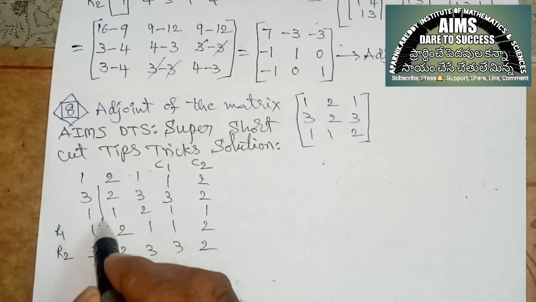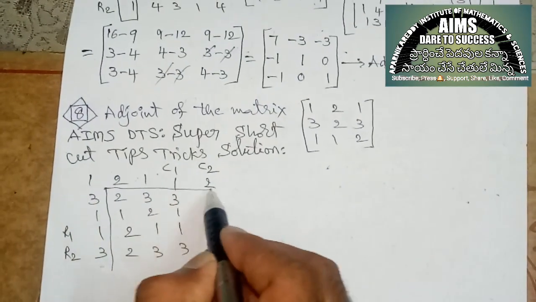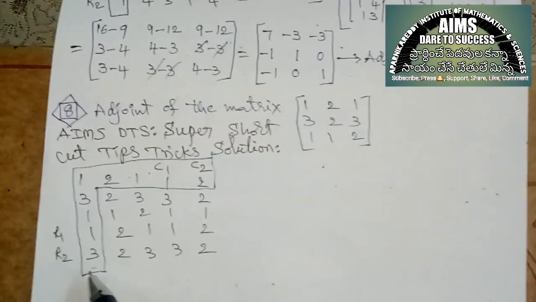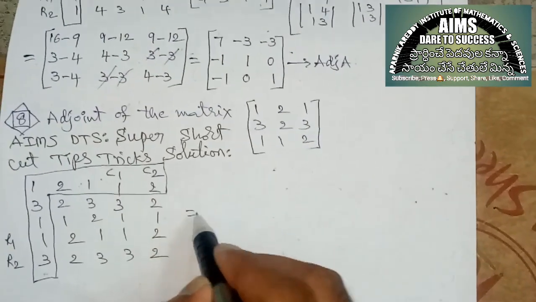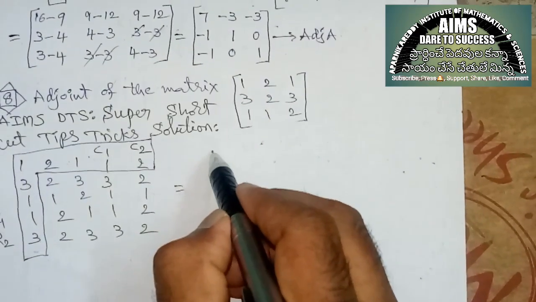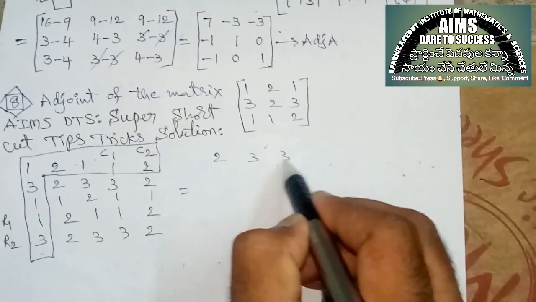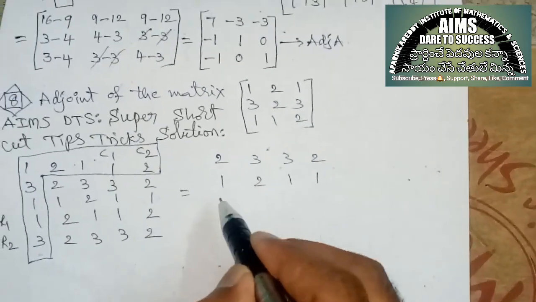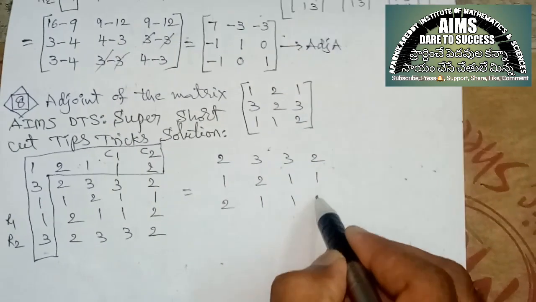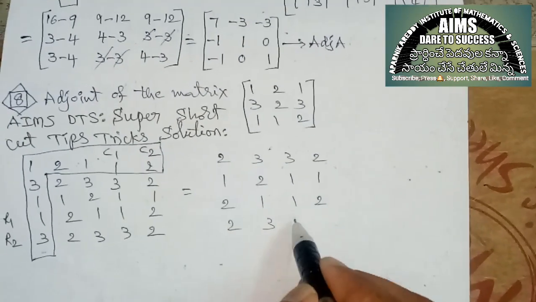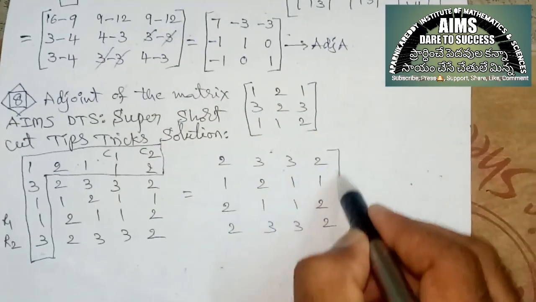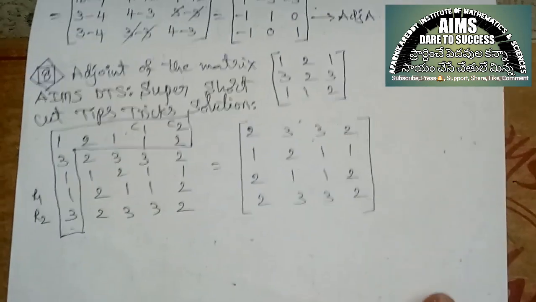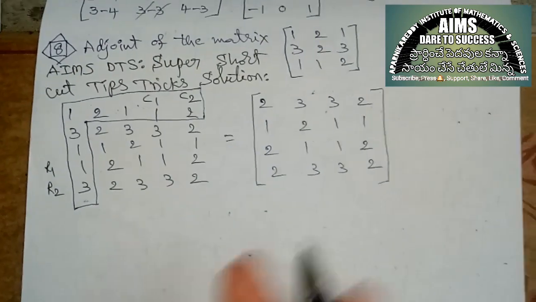After writing this part, you can remove row 1 and column 1 as it is. After removing this part, you will get a 4 by 4 order matrix, that is 2, 3, 3, 2, 1, 2, 1, 1, 2, 1, 1, 2, 2, 3, 3, 2. What a logic, my dear friends. Here all values we are having are 1, 2, 3 only.